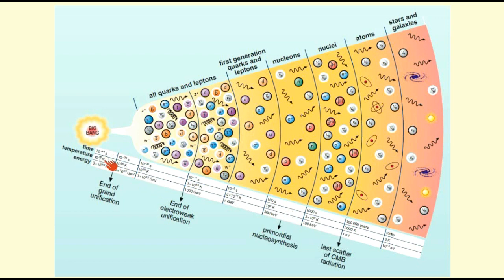The temperature being really hot, 10 to the 32 Kelvin, all the way to 3000 Kelvin and 3 Kelvin, and then energy going from giga electron volts, a massive amount of energy, to kilo electron volts to 10 to the minus 3 electron volts today. And then we have these appearances of the end of grand unification, the end of electroweak unification, primordial nucleosynthesis, and the last scatter of the background radiation.